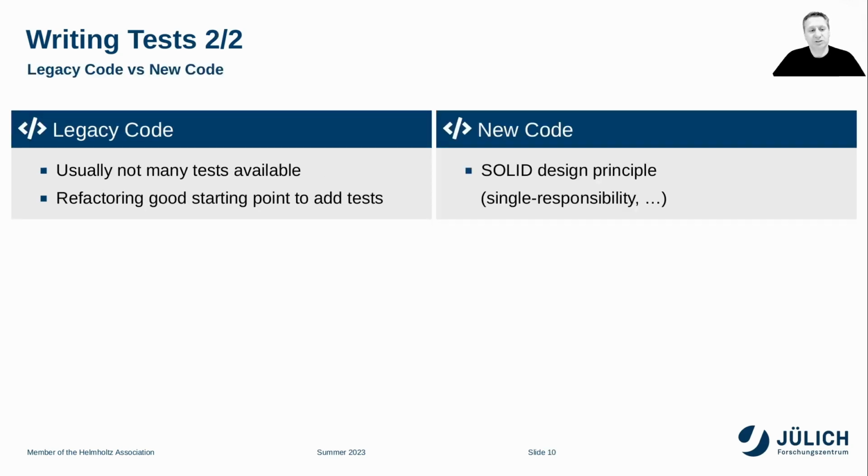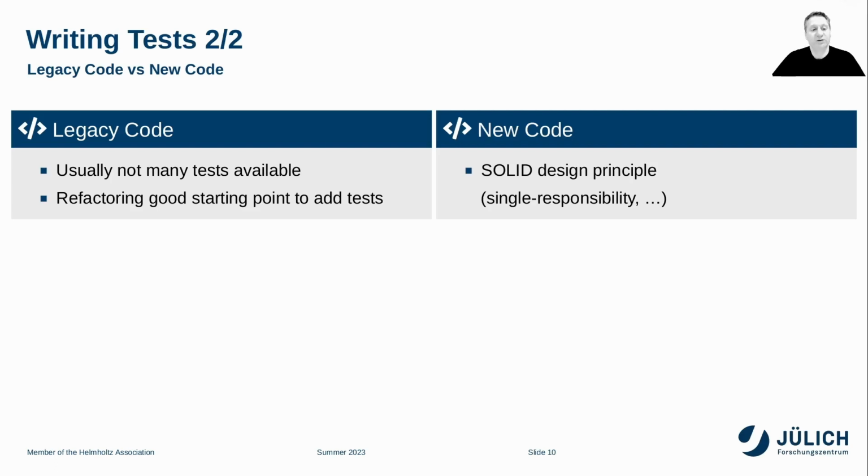The other question that usually comes up is if you're not dealing with new code. Most people deal with legacy code, and usually legacy code doesn't have many tests available. So the question is what to do about it. As we've seen on the first slide, the software development cycle basically cycles through all the six stages over and over again. So at one point you will be refactoring some parts of the code, for example, because you add a new feature or improve a feature. And this refactoring phase is a good starting point to add tests.